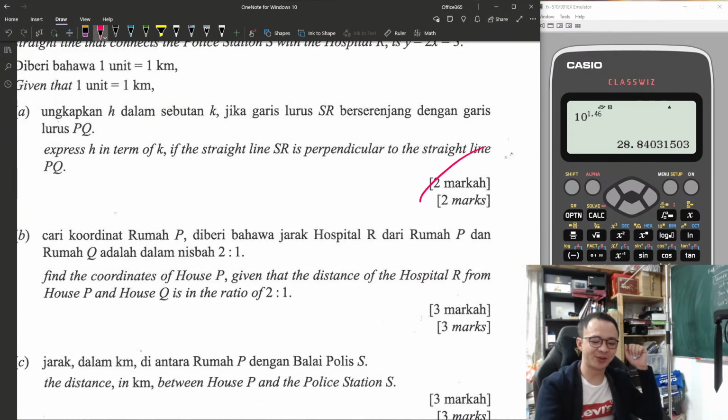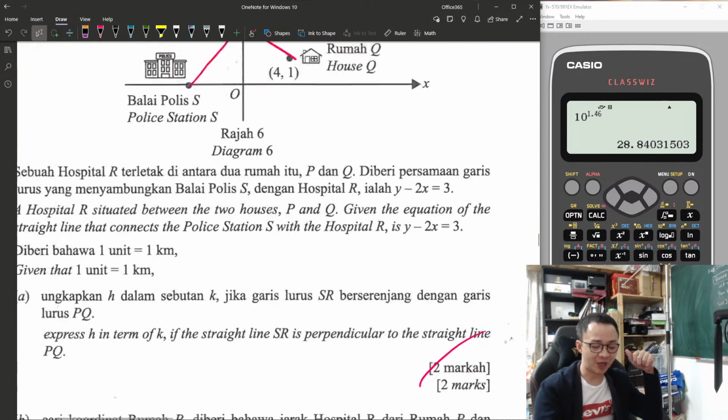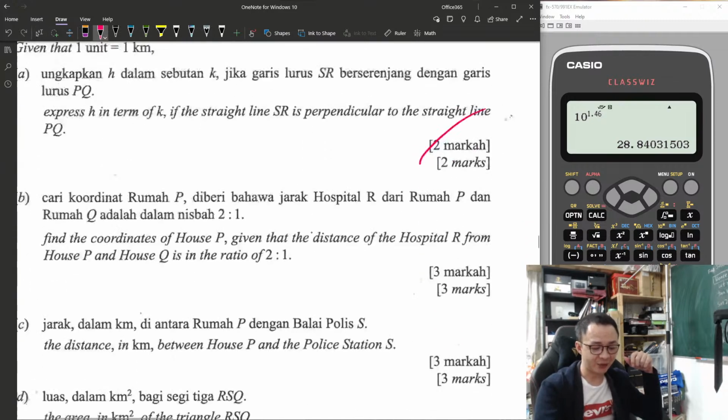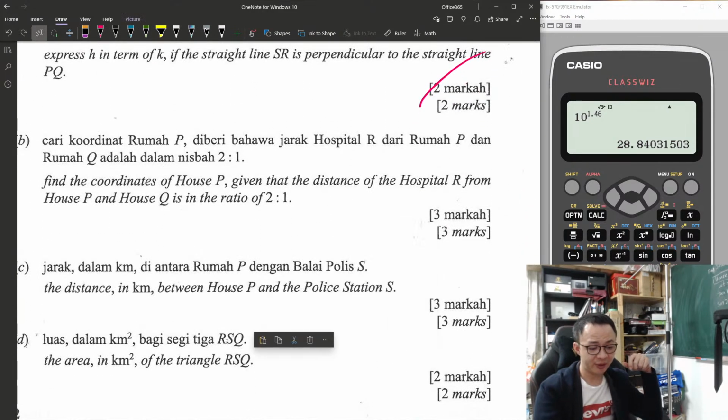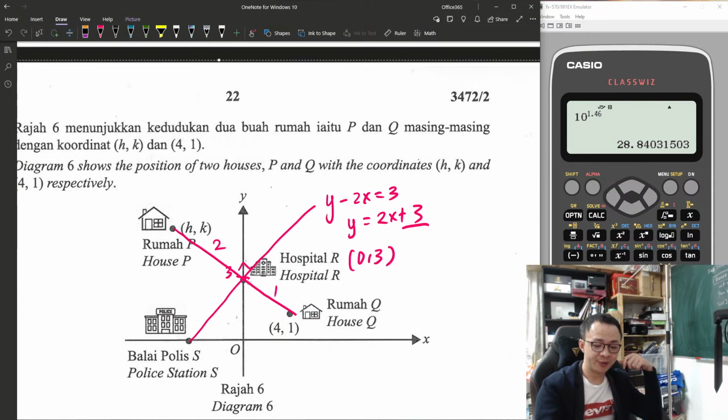Okay, wow, 2 marks, there's so many words. Find the coordinates of house P, given that the distance of R from P and Q is this ratio. So RP is 2, RQ is 1. Where's my R? Okay, RP is 2, RQ is 1. Then they ask us to find the coordinates of house P, right? Solve it using the ratio thingy. I erase the unnecessary thing.